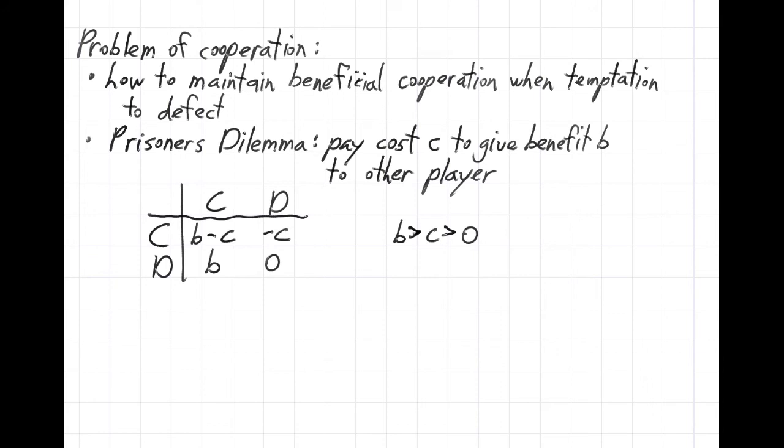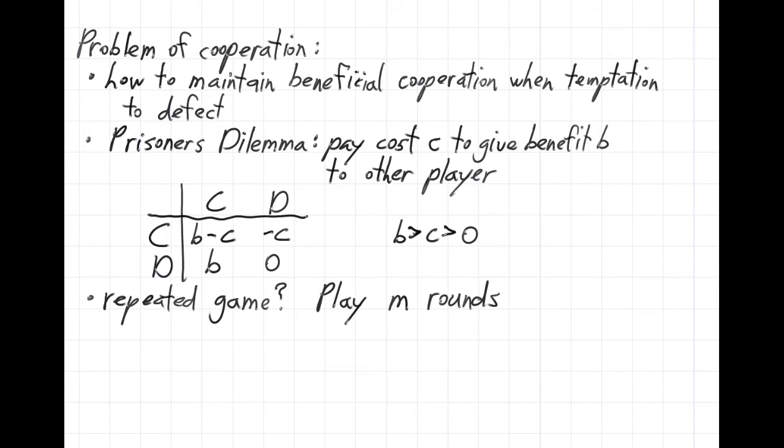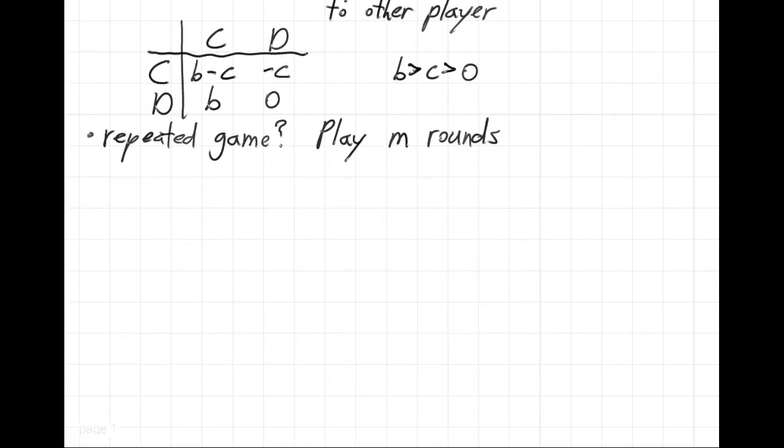So what would this look like in a repeated game? Let's say we play M rounds. Well, now it's not so simple as just choosing C or D, because what you might choose might depend on what's happened in the past or what you anticipate coming up in the future. So it's not as easy as it was before. So how do we address this? One approach is to look at a specific set of strategies that we'll call memory 1 strategies.